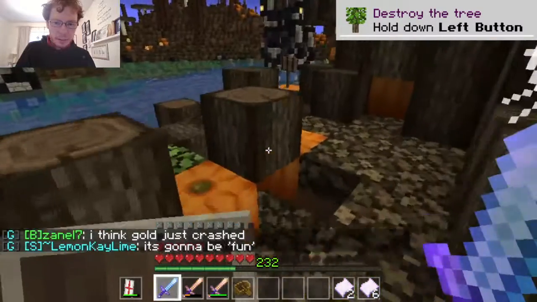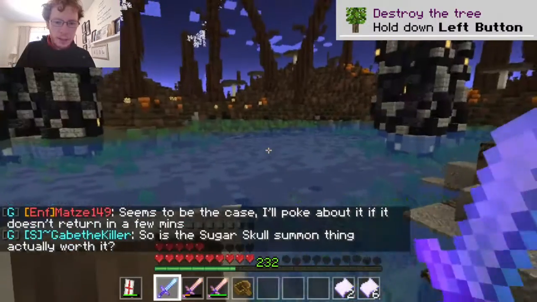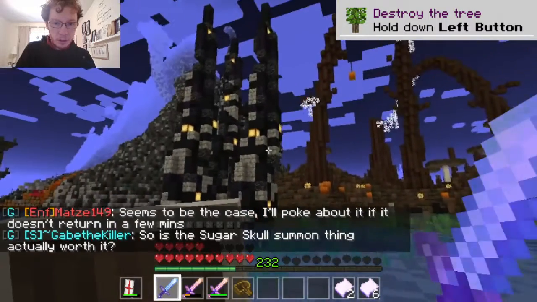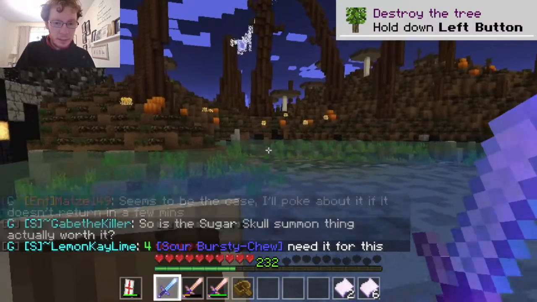Things are really different about the event world. Things are very different. You've got new locations, a new layout, basically.